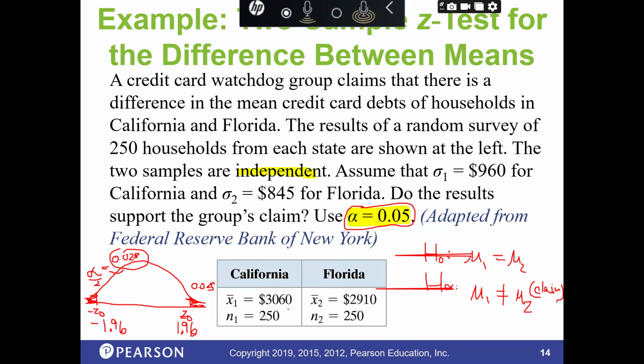Okay, so all the steps. Notice the same steps as chapter 7, right? You find the alpha level, you find your Z naught score, you write down your claim and your null and alternative hypotheses. Okay, perfect. Okay, now let's get to the math.